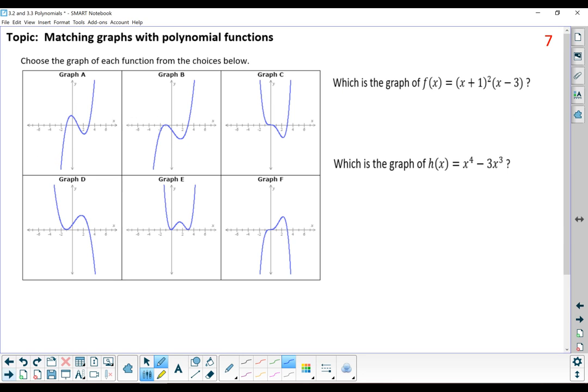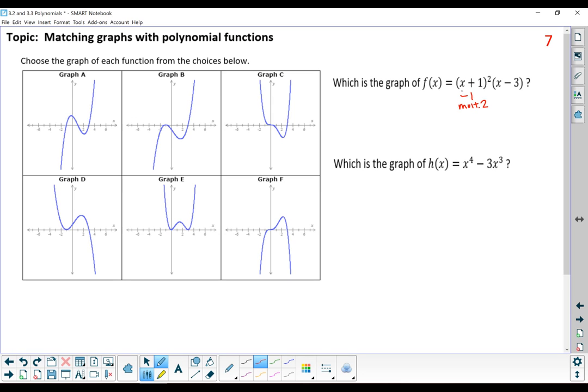Okay, our topic here is asking us to match the graph with the polynomial. So it'll give you two polynomials. One of them is not in a factored form, and the other one is in a factored form. And your job is to match it over. So for a factored form polynomial, the first thing I would think about is the zeros.